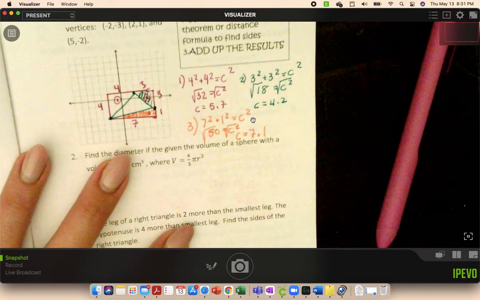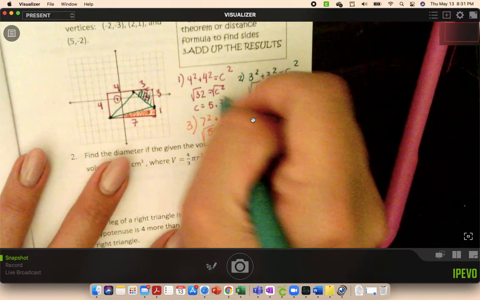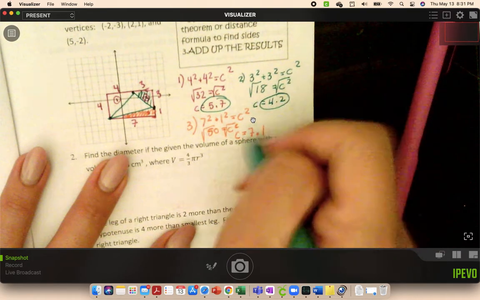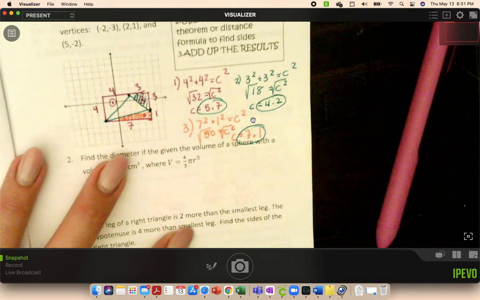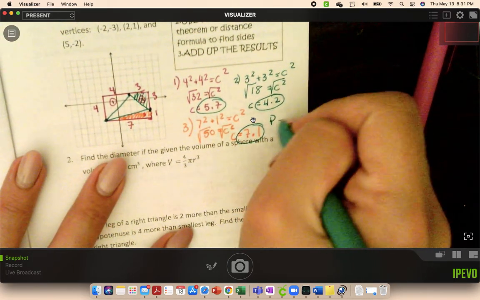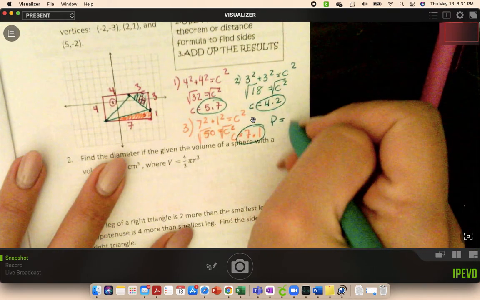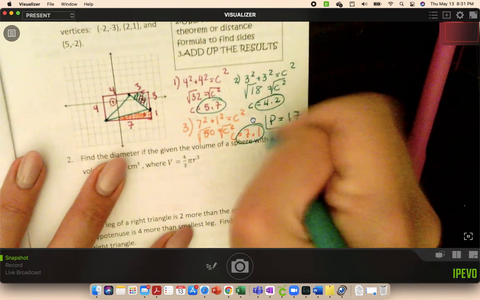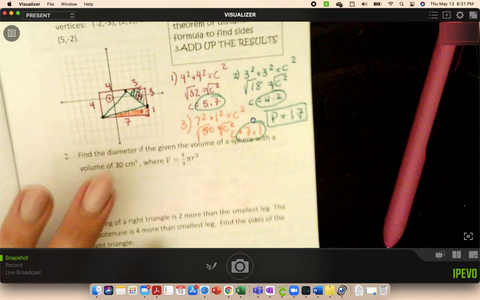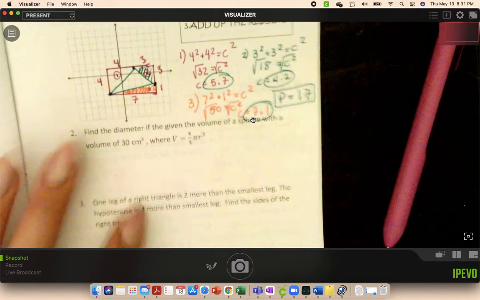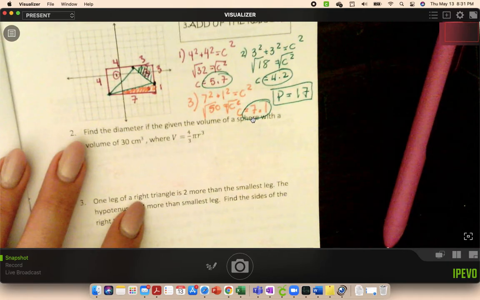Well, we know the perimeter. We've got to add up these 3 sides of our triangle, and we're going to find that the perimeter is 17. All right, that's why you guys are going to have graph paper, so you can use whatever method works for you.